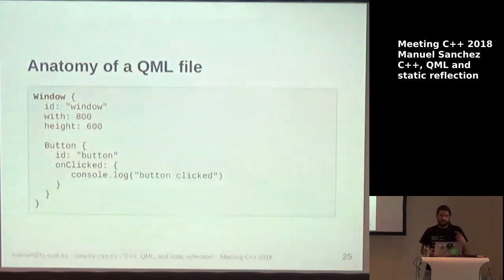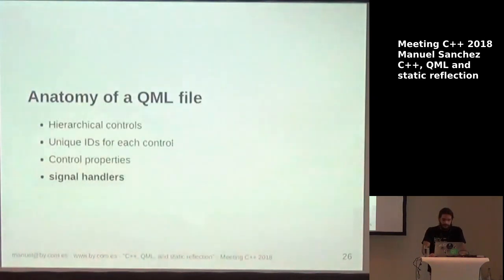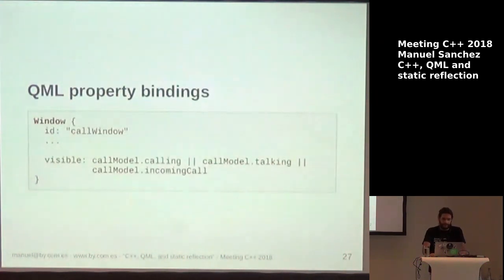Okay, so you have a button named button, and an event, clicked, and the onClicked is a handler of the event. So you can simply click the button and magically something appears in the console. Okay, it's pretty straightforward. Yeah, hierarchical controls, ID, etc.